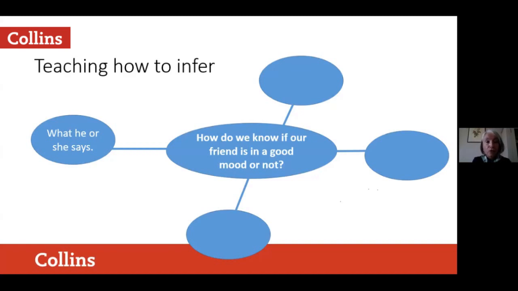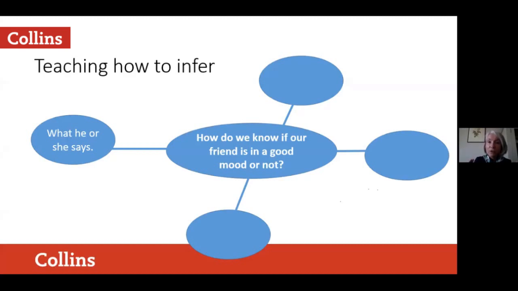Do they sound angry? Are they using friendly and pleasant intonation? Has their voice got an upward tone? What are they wearing? Are they looking happy? How are they dressed? We can tell a lot. We can infer a lot about how somebody is feeling from all of these things. We don't need them to tell us, I'm feeling really happy today, or I'm in a bad mood. We can work that out from clues.